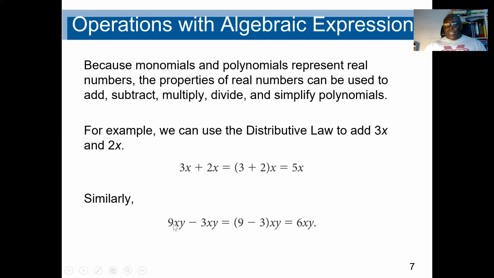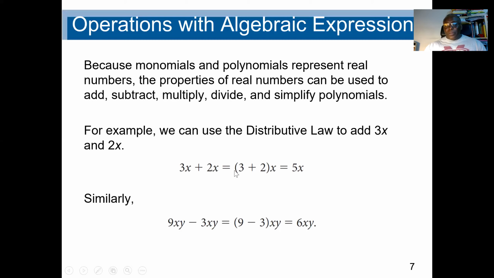So here we have 9xy minus 3xy. Of course, the term is xy. They are the same, xy. So I will combine 9 and 3. So 9 minus 3 will give me 6. So my solution will be 6xy.